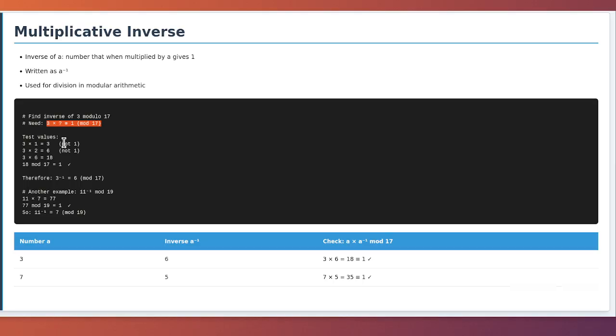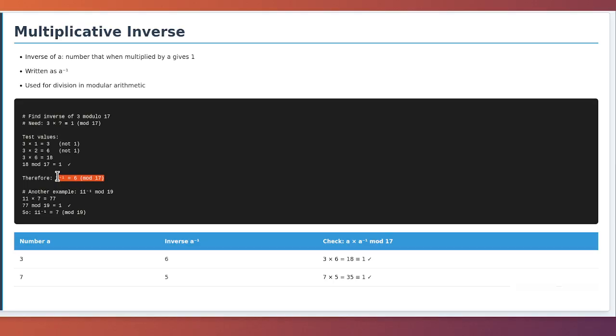What is the inverse of 3 modulo 17? We need a number that when multiplied by 3 gives us 1 modulo 17. Let's try different values. 3 times 1 equals 3, not 1. 3 times 2 equals 6, not 1. 3 times 3 equals 9, not 1. Keep going. 3 times 6 equals 18. Now 18 modulo 17 equals 1. Perfect. So the inverse of 3 is 6 in modulo 17 arithmetic. We write this as 3 to the power of -1 equals 6.